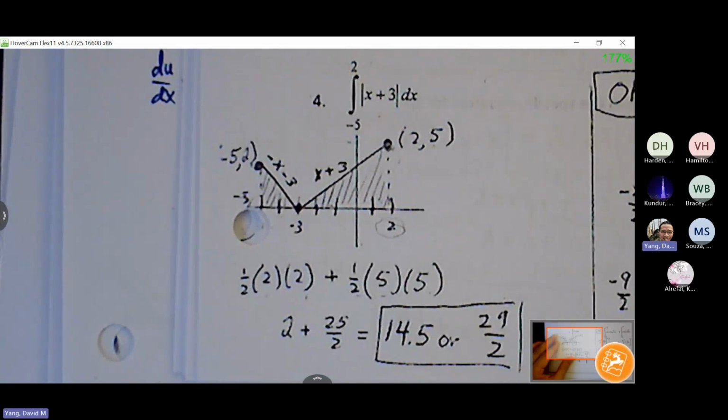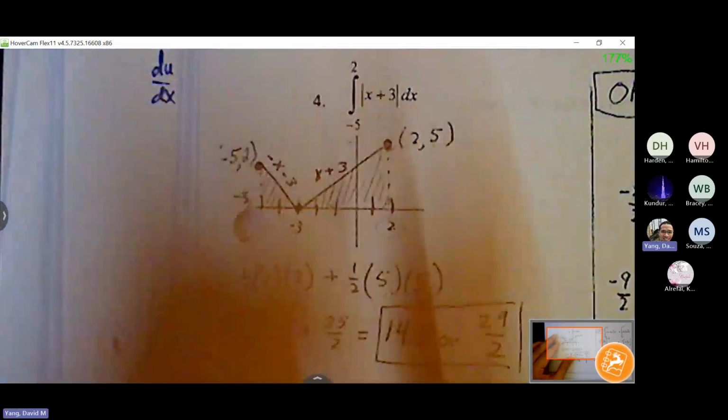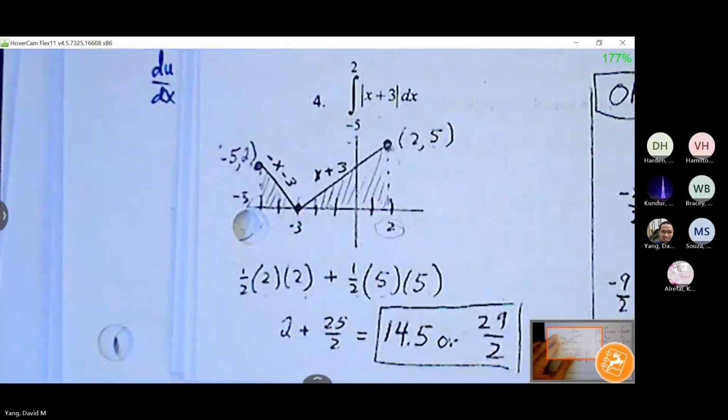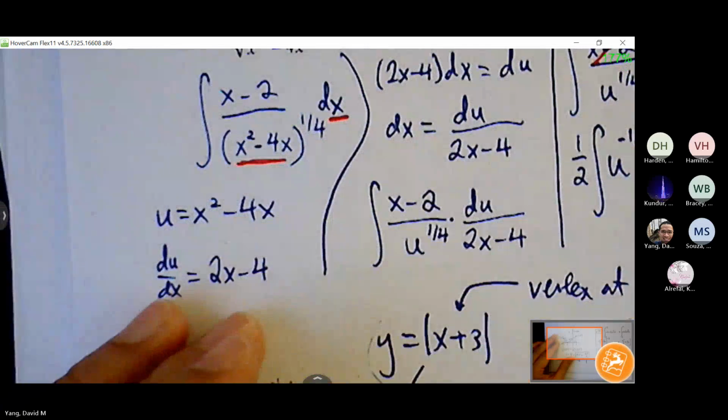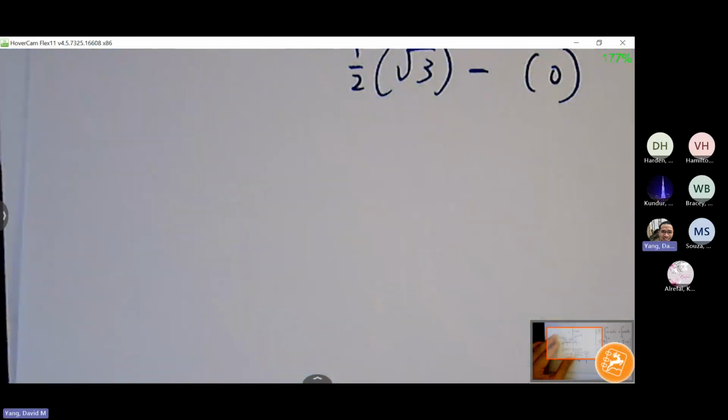Okay, next page. Some more with trig too. With trig? Like some more problems with trig. Yeah. We'll definitely do some.